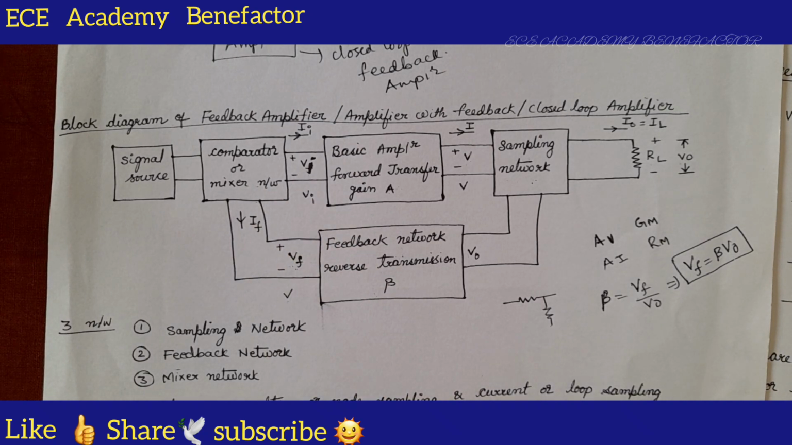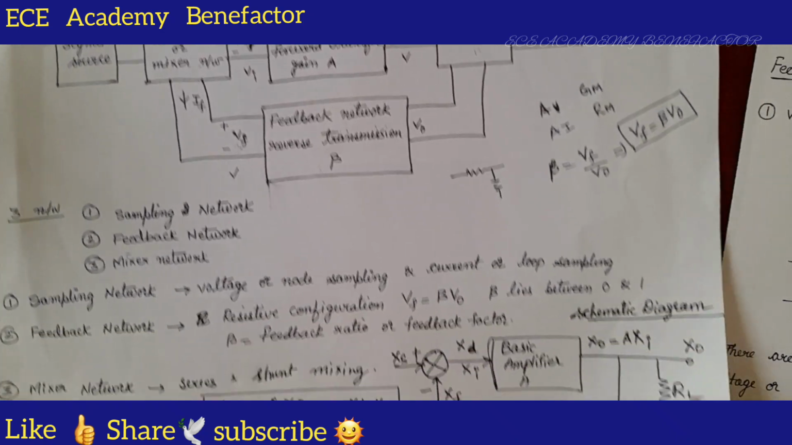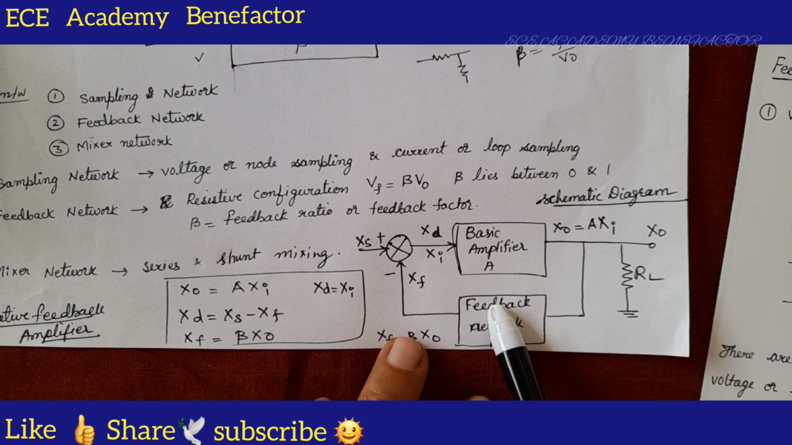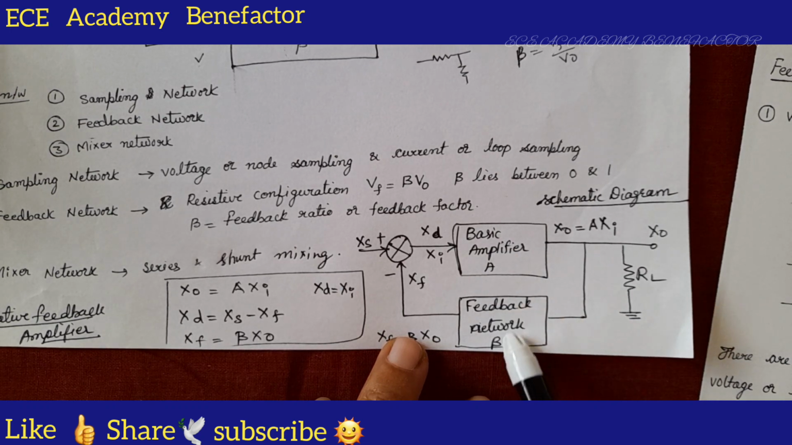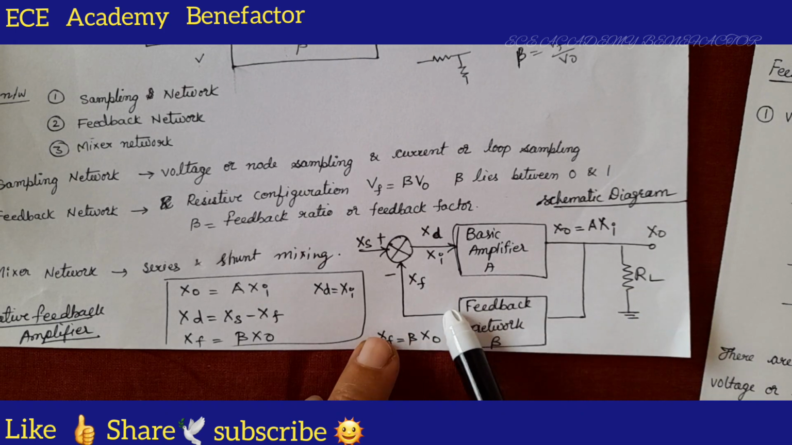Why do we need to understand sampler and mixer network? It is to do the analysis of feedback amplifiers. There are 4 types of feedback amplifiers we will be seeing in the next class. Feedback amplifiers means it is having negative feedback. So, this is a schematic symbol of a negative feedback amplifier. An amplifier of gain A, feedback network of ratio beta, and a load resistor RL is connected. We are taking part of the output and giving back to input.